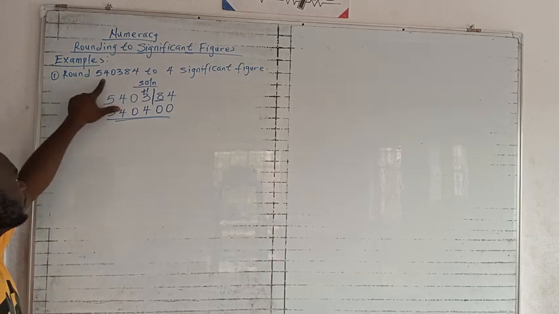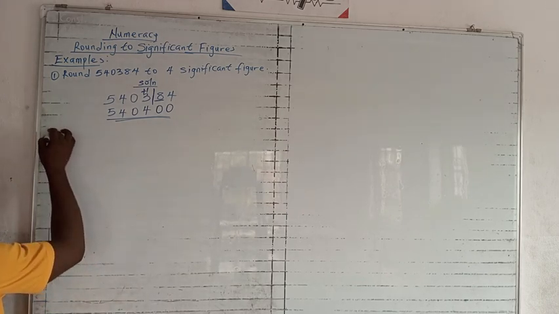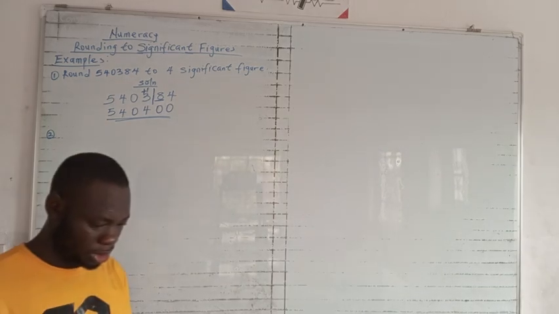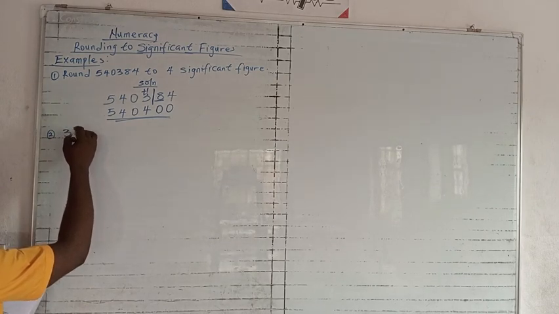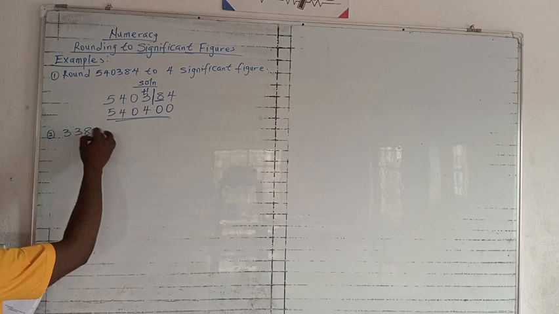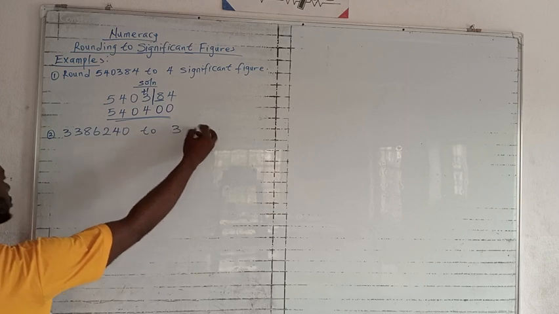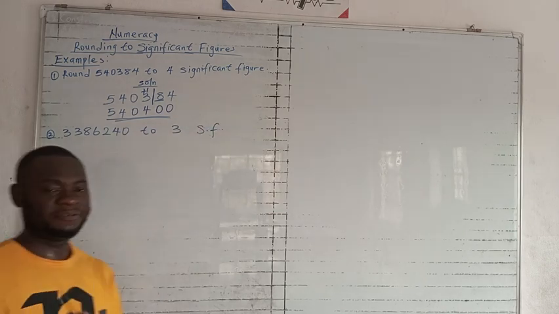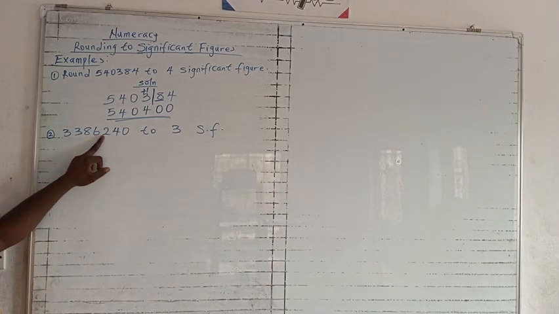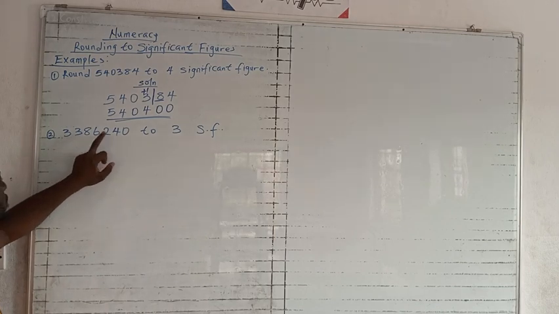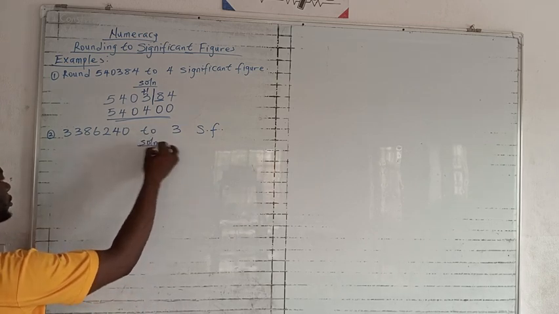Here we just rounded this number to four significant figures. Now let's look at another example. Let's say I'm rounding this number to three significant figures. SF is the abbreviation of significant figure. So round 3,386,240 to three significant figures. Solution.